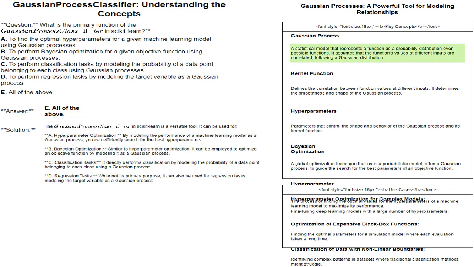A statistical model that represents a function as a probability distribution over possible functions. It assumes that the function's values at different inputs are correlated, following a Gaussian distribution.